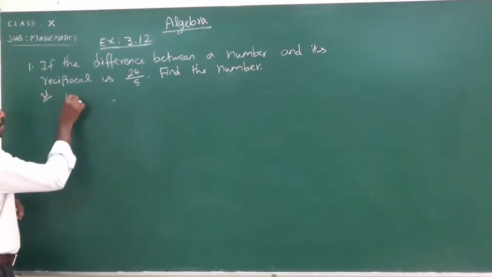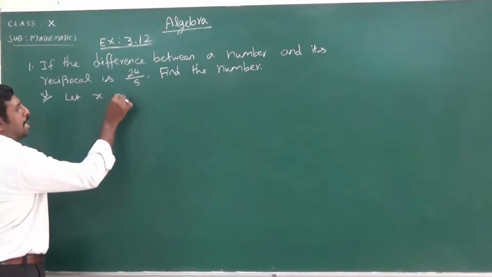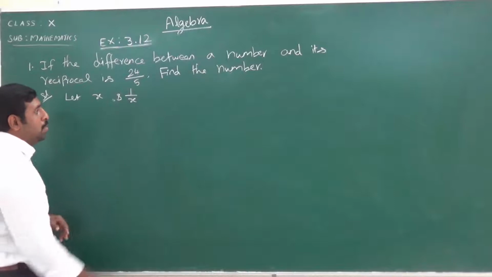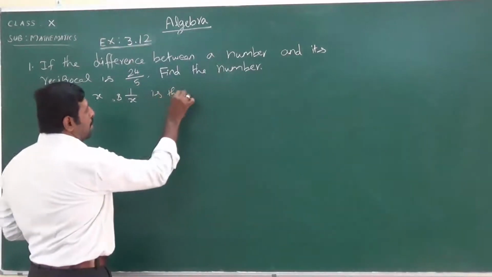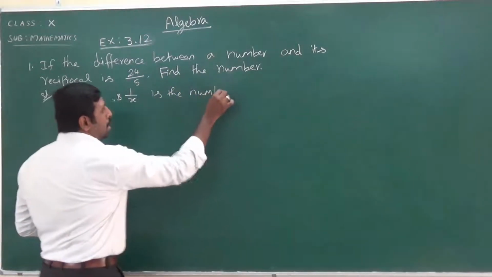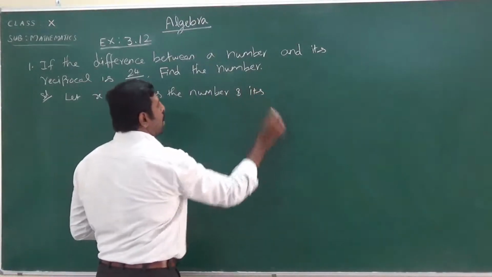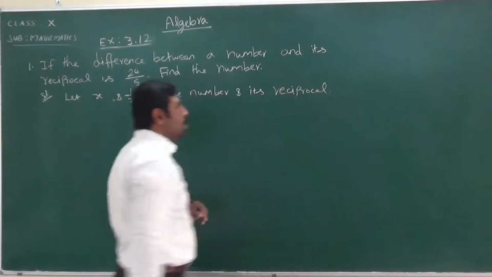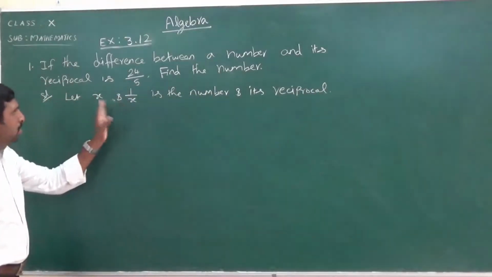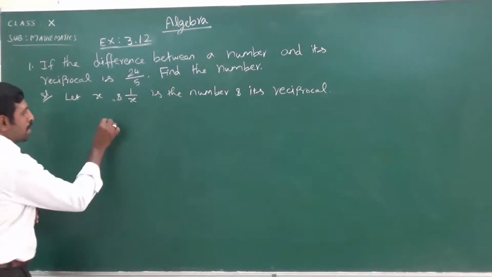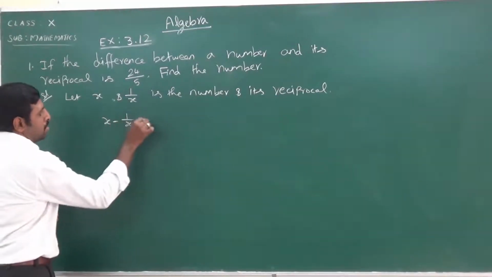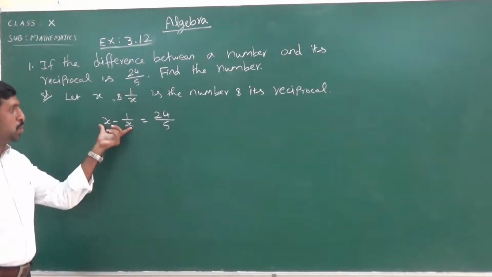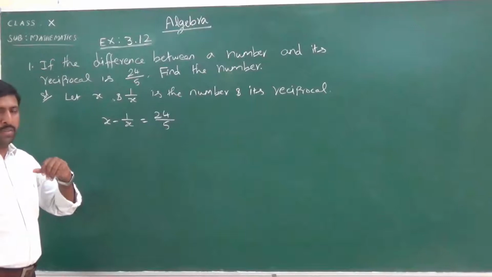So let me take this. Let x be the number and its reciprocal is 1 by x. So the difference between these two numbers, that is x minus 1 by x, is equal to 24 divided by 5. The difference of these two numbers is equal to 24 divided by 5, is given.